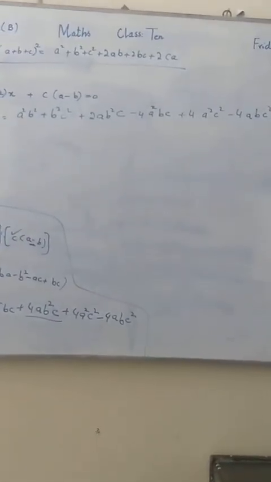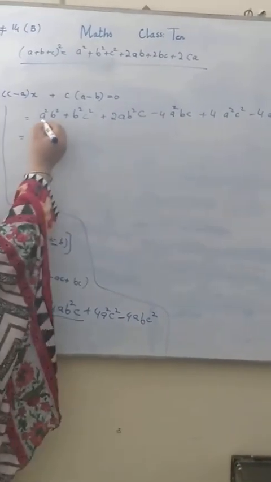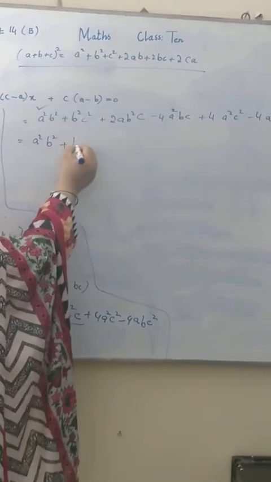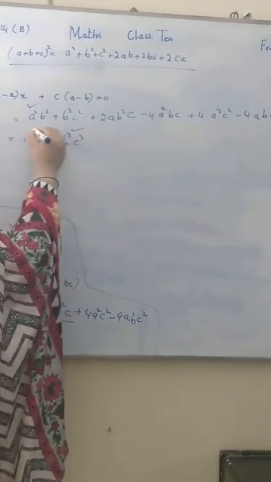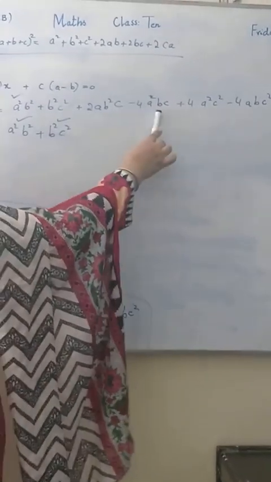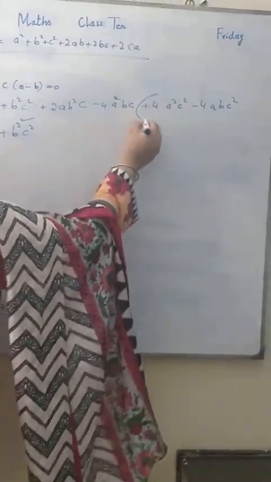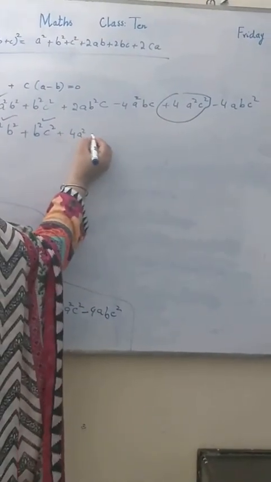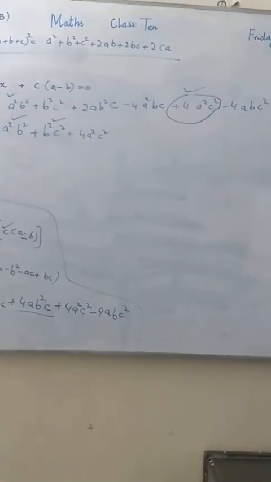First of all, we will see which terms are perfect squares. This is a square b square, this is b square c square. This is also a perfect square. This is also a perfect square. This is not a perfect square. This is also not a perfect square. This is a perfect square. So 4a square c square. We have written these three values.